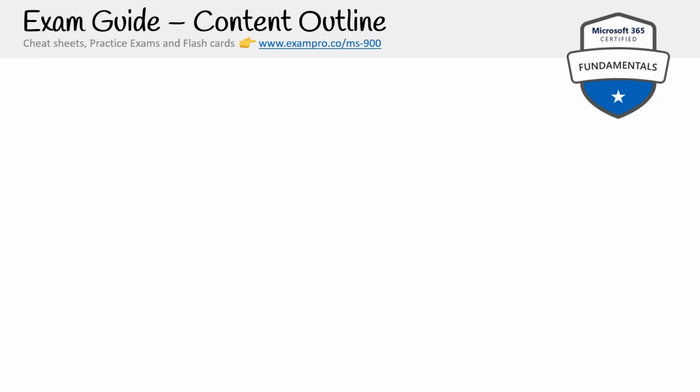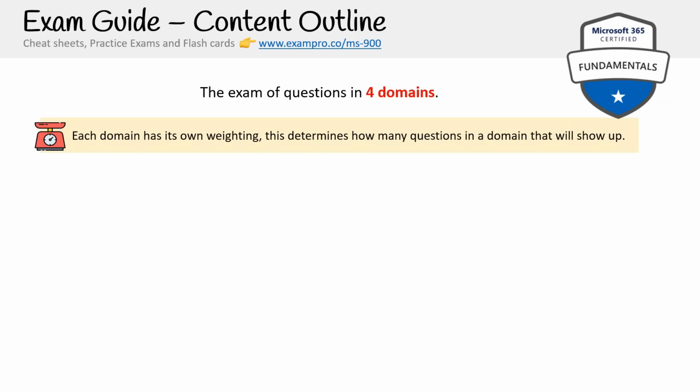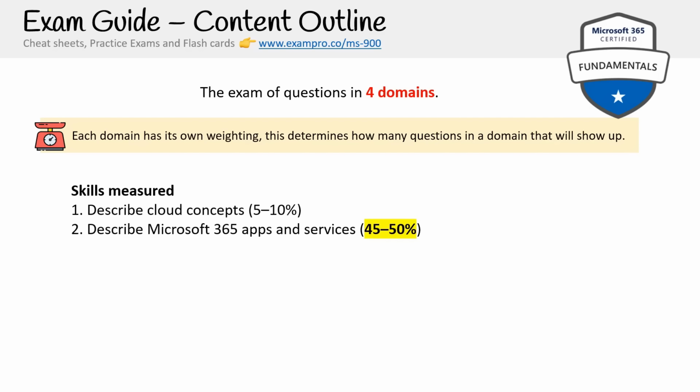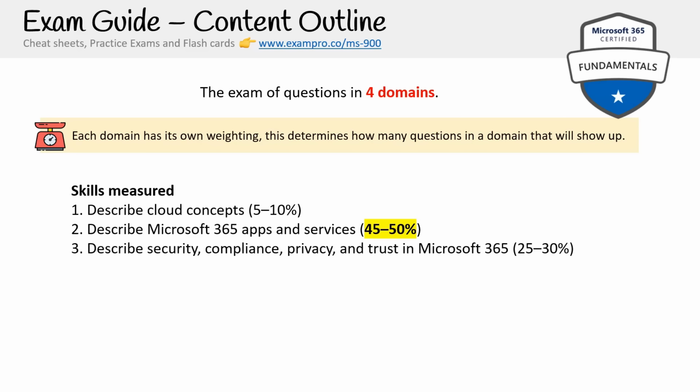So for the contents of the exam, it's composed of 4 domains, and each domain has its own weighting, which determines how many questions in a domain will appear. For domain 1, which is cloud concepts, it's approximately 5 to 10%. For domain 2, which is composed of Microsoft 365 apps and services, we should expect 45 to 50% of the questions from there. This is where the most questions are from. For domain 3, security, compliance, privacy, and trust in Microsoft 365, we're sitting at around 25 to 30% of the questions. And for domain 4, Microsoft 365 pricing, licensing, and support, we have roughly 10 to 15% of the questions.